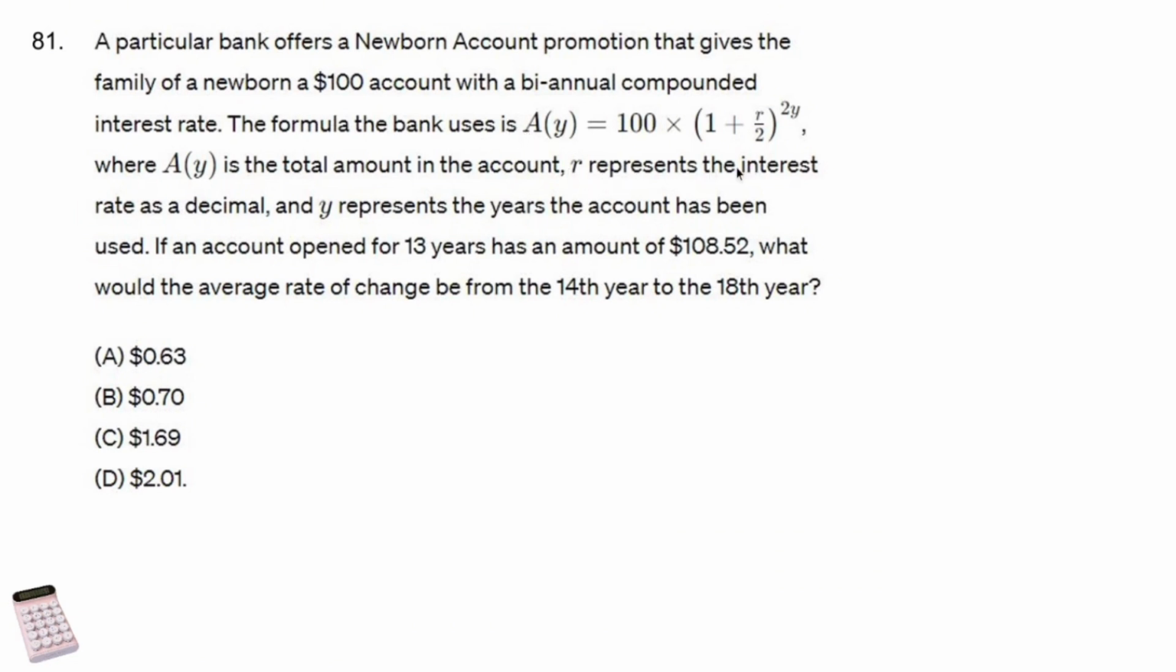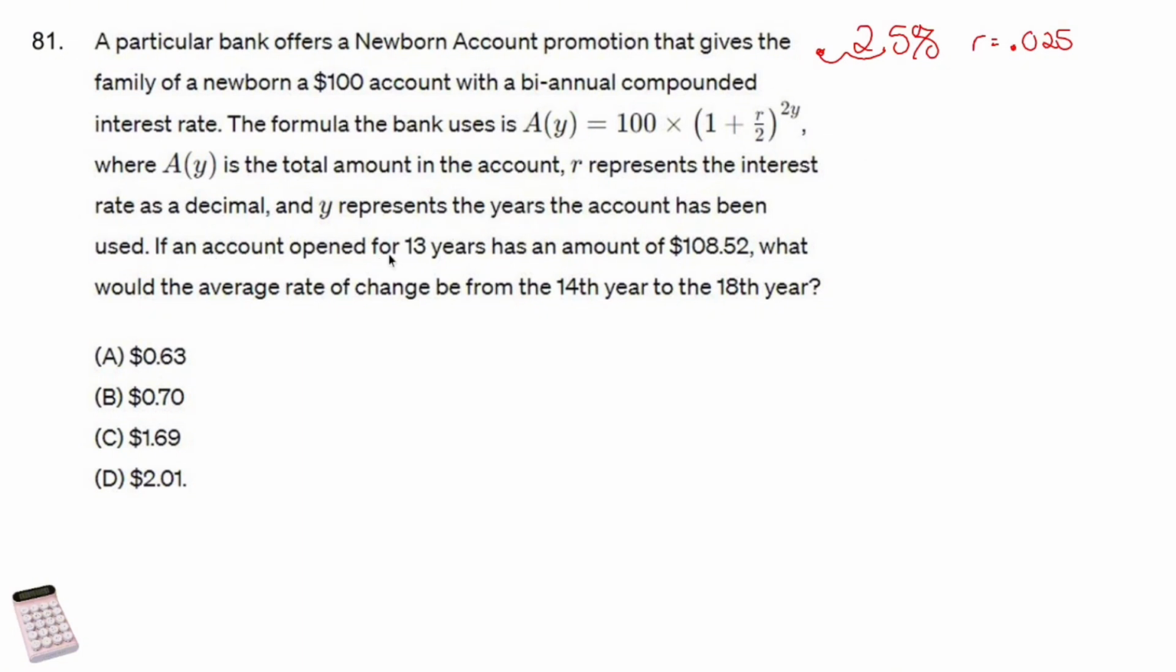r represents the interest rate as a decimal. So if your interest rate is 2.5%, you move the decimal to the left twice and r will equal 0.025. Okay, we'll get there when we have to get there. y represents the years the account has been used. Okay, so everything so far is gross but makes sense.